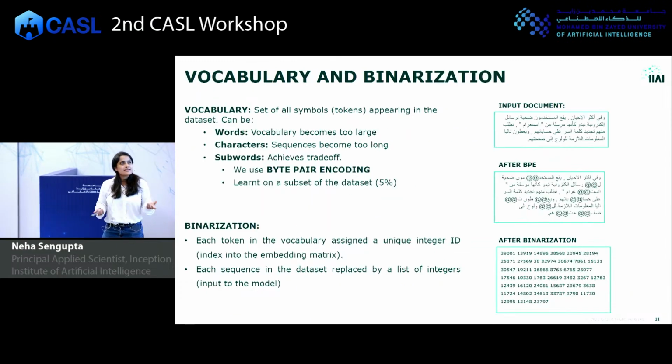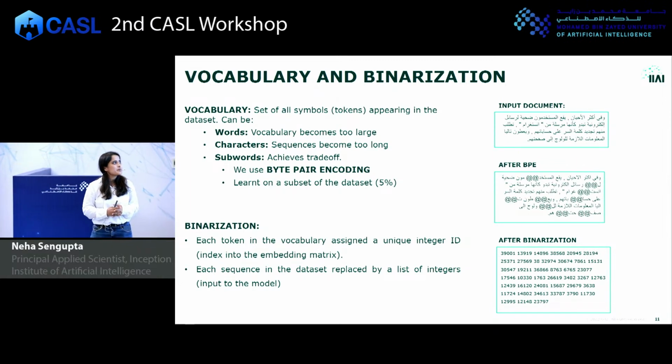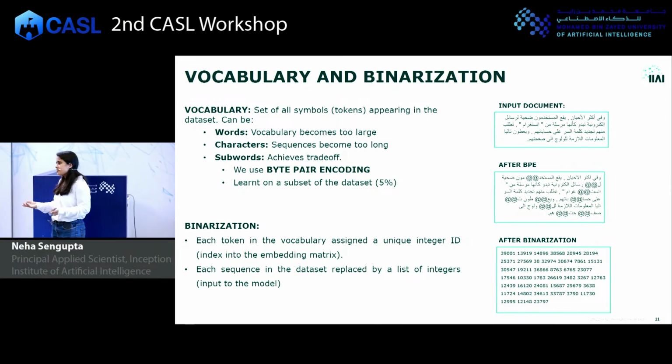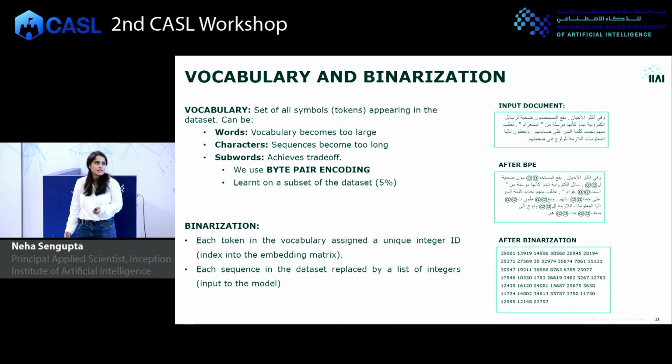Okay, this is pretty standard, but just to summarize, we use byte pair encoding. And then we binarize the data so that every example is just a sequence of integers, and every integer is an index into your embedding matrix, right?